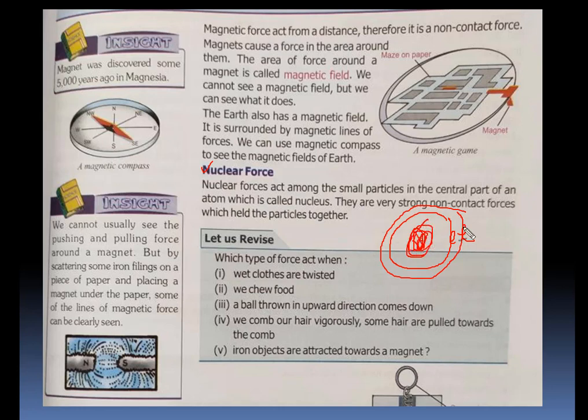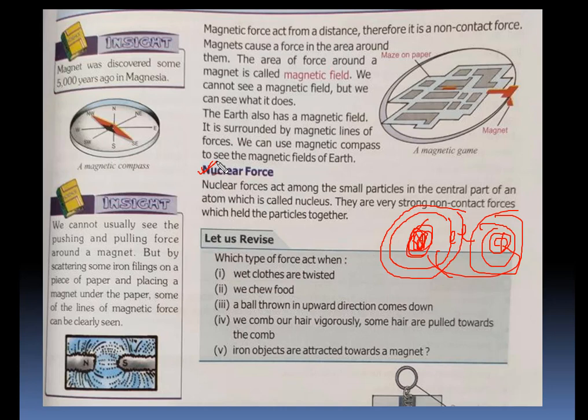So the central part of an atom, that is the nucleus, attracts the nucleus of another atom. This force of attraction is known as nuclear force. They are very strong non-contact forces. So this force of attraction is very strong. They are non-contact in nature, which hold the particles together. So nuclear force means the different atoms attract each other, which holds the atom together.